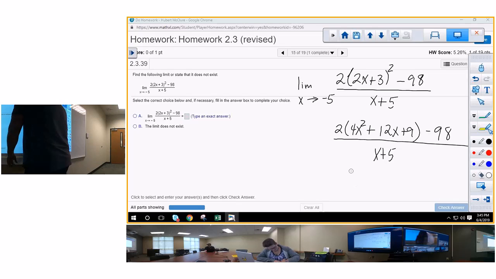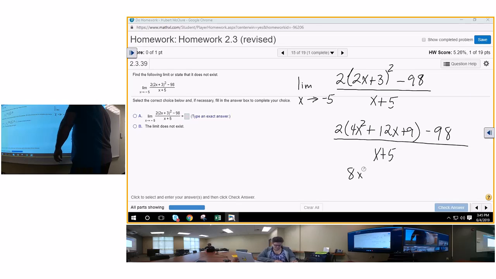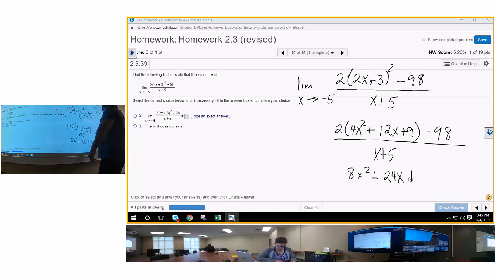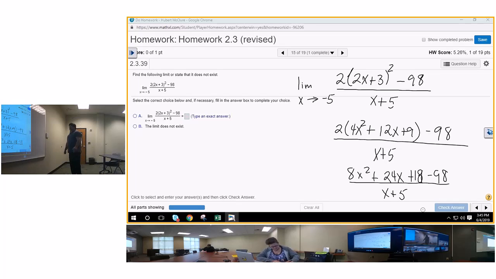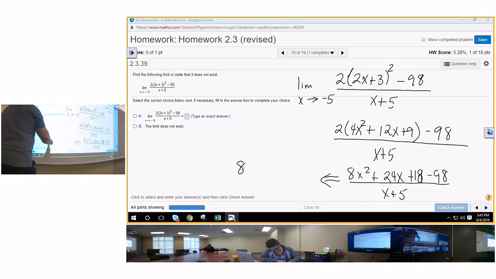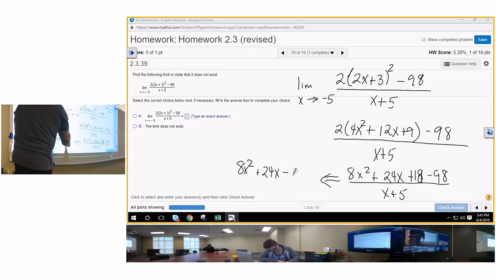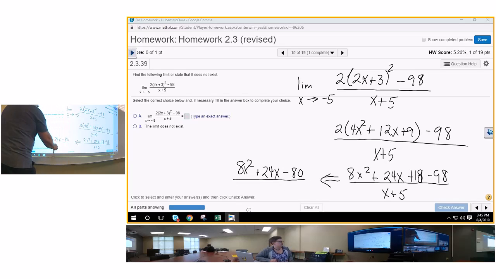Okay, so we got 8x squared plus 24x plus 9, plus 18, minus 98 over x plus 5. Now what? Well, 18 minus 98 is negative 80, isn't it? So that's going to be 8x squared plus 24x minus 80 over x plus 5.